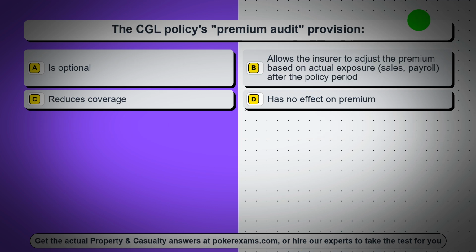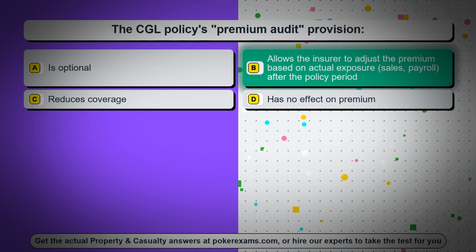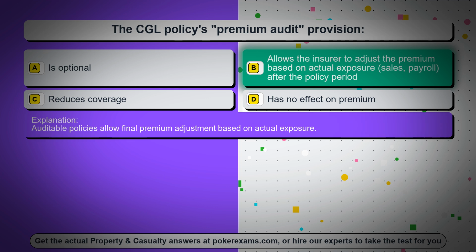Question 87. The CGL policy's premium audit provision: Option A, is optional. Option B, allows the insurer to adjust the premium based on actual exposure (sales, payroll) after the policy period. Option C, reduces coverage. Option D, has no effect on premium. The correct answer is option B, allows the insurer to adjust the premium based on actual exposure, sales, payroll, after the policy period. Auditable policies allow final premium adjustment based on actual exposure.